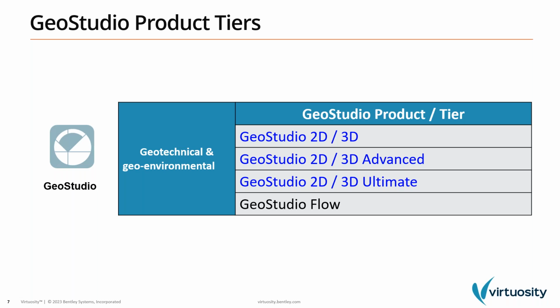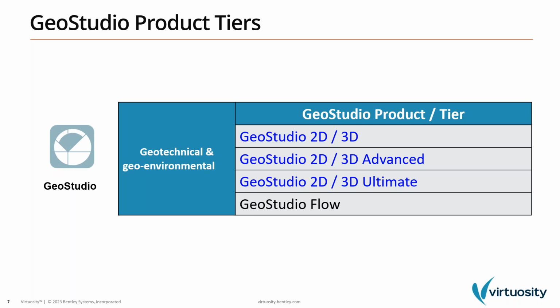GeoStudio 2D Ultimate expands the capability of the GeoStudio 2D Advanced tier with functionality to deal with the most challenging geotechnical projects. It includes features to analyze static and dynamic stress and deformation within soil and rock, coupled consolidation, and finite element stability methods.